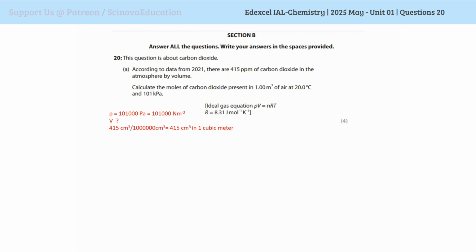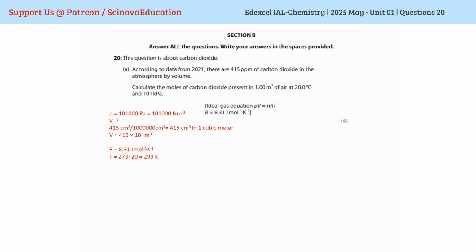Then for the volume of carbon dioxide, you can use the fraction given here, the ppm value 415. So you can apply that value and get the volume of carbon dioxide in this volume of air. You can do it by dividing 415 by the value which is the conversion of cubic meters into cubic centimeters. Then you get a volume of 415 into 10 to the power minus 6 in cubic meters.